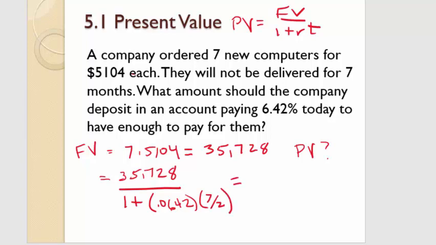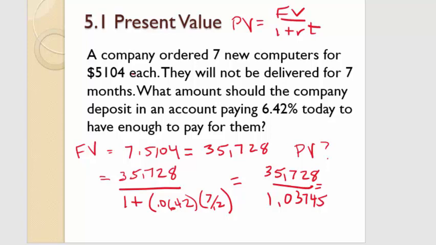Now, multiplying everything out, we need to find what the number in our denominator is first. And that means we need to multiply 0.0642 times 7 over 12. So 7 divided by 12 is 0.5833 times 0.0642 plus 1. And that gives us 1.03745. And on top I have my future value of $35,728.